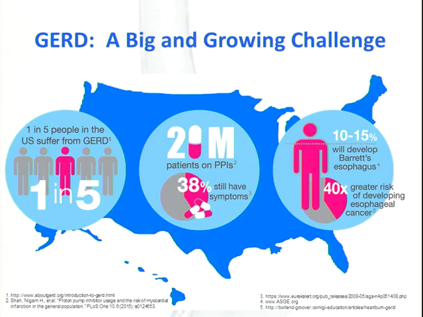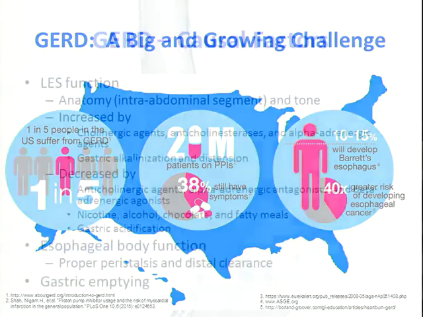GERD is a big problem currently, up to 1 in 5. So take a look around. A few people in this room likely are suffering from reflux disease. Over 20 million patients are currently taking proton pump inhibitors. Despite that, 40% still have symptoms, so there are a lot of people that are unhappy with their medical therapy. About 10 to 15% of patients with reflux disease will go on to develop Barrett's esophagus and varying degrees of dysplasia. And studies have shown that this increases your chance of developing cancer up to 40 times.